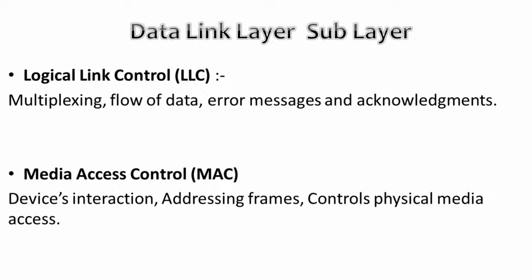The data link layer receives the information in the form of packets from the network layer. It divides packets into frames and sends those frames bit by bit to the underlying physical layer.